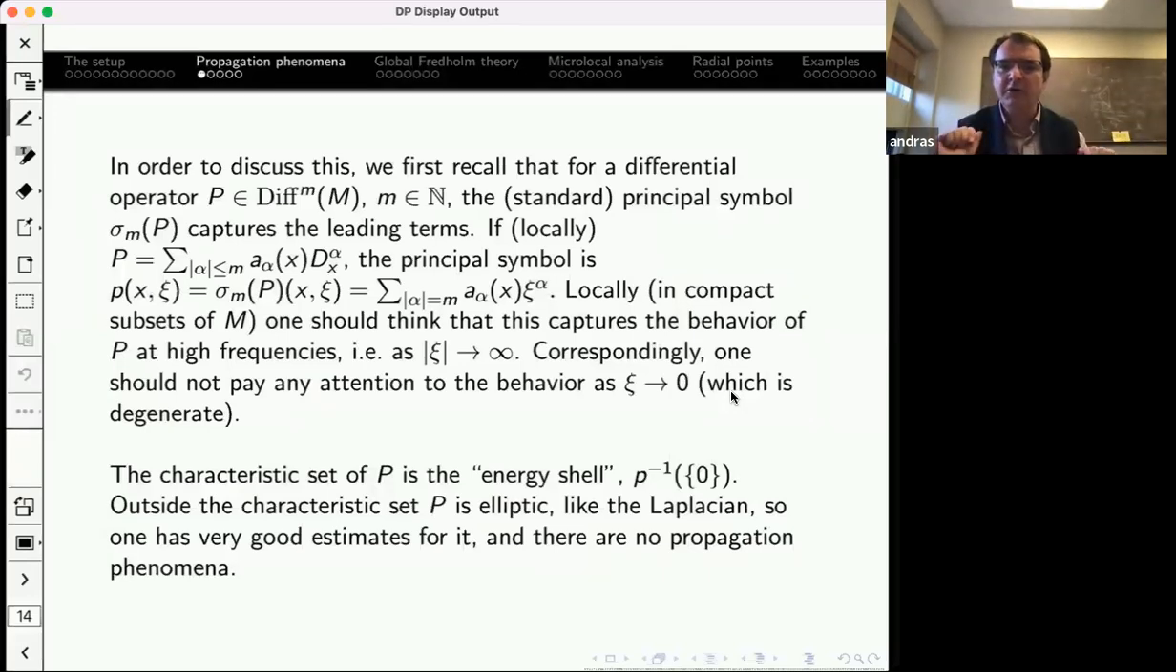Outside the light cone, which is almost everywhere. So if measure theory was the answer to all questions in the world, it would be done. Outside the light cone, this operator is elliptic, so it's just like the Laplacian. Its principal symbol doesn't vanish. So nothing is happening there. We understand perfectly well what's happening, which is nothing interesting.